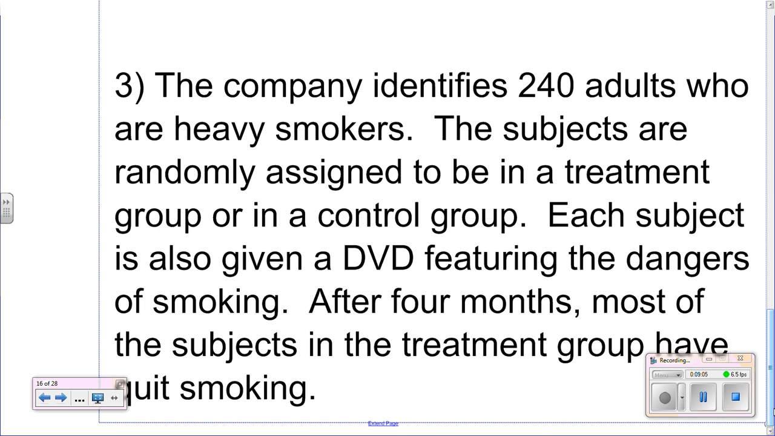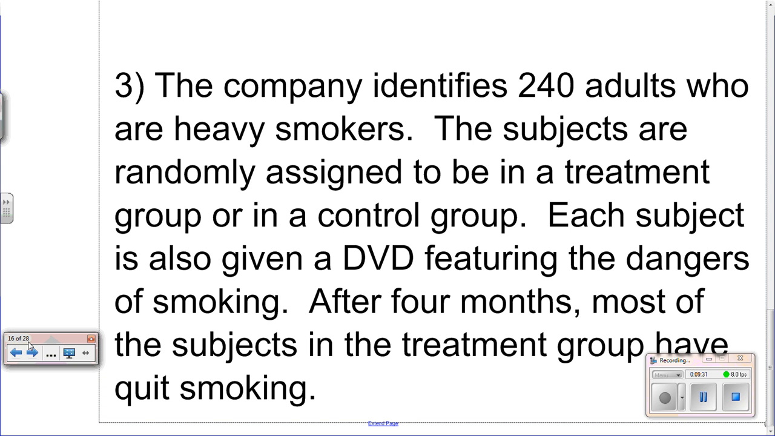Number 3, company identifies 240 adults who are heavy smokers. So it's a smaller sample size again, but 240 is perfectly fine. You want to try to stay above 100. Subjects are randomly assigned to be in a treatment group or in a control group. Each subject is also given a DVD featuring the dangers of smoking. After 4 months, most of the subjects in the treatment group have quit smoking.